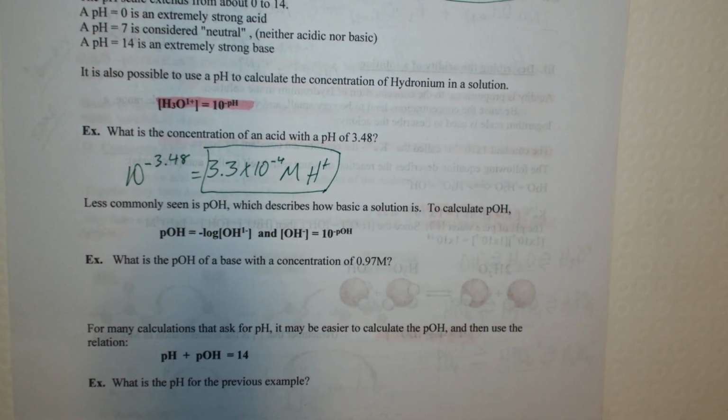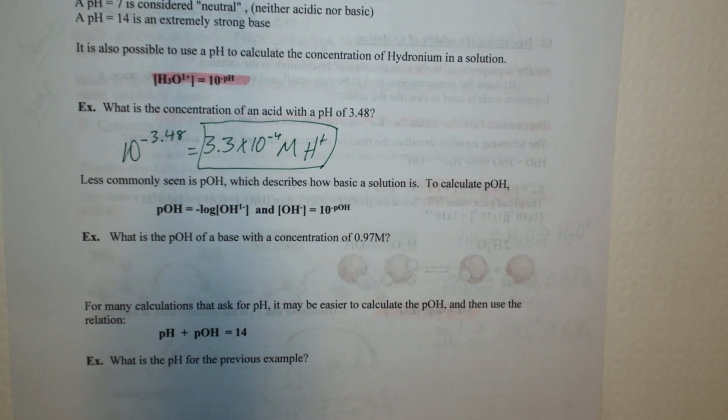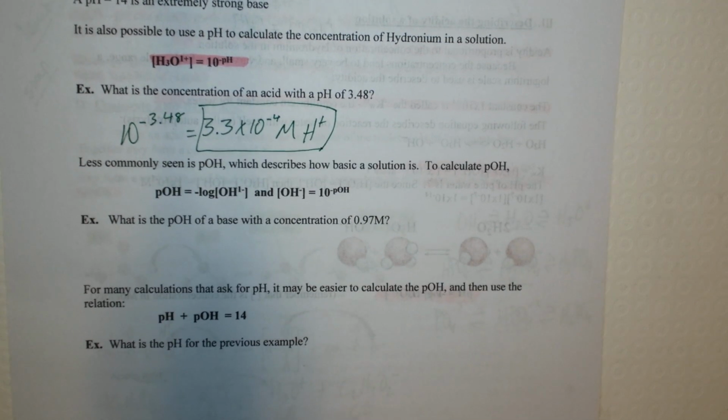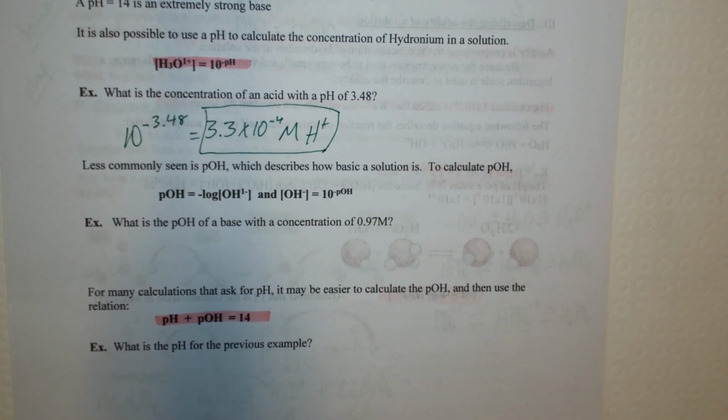All right, it says less commonly seen is pOH. To determine pOH, it's probably easier to start at the bottom of the page. pH plus pOH have to equal 14. They have to, because that's the scale. Now, can there be a negative pH? Can there be a pH greater than 14? Yes, and the same goes for pOH. Those are super strong things, and yes, it is possible. So we have to know that.